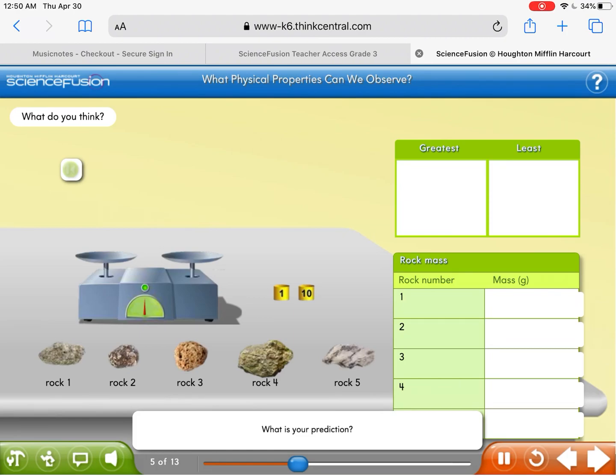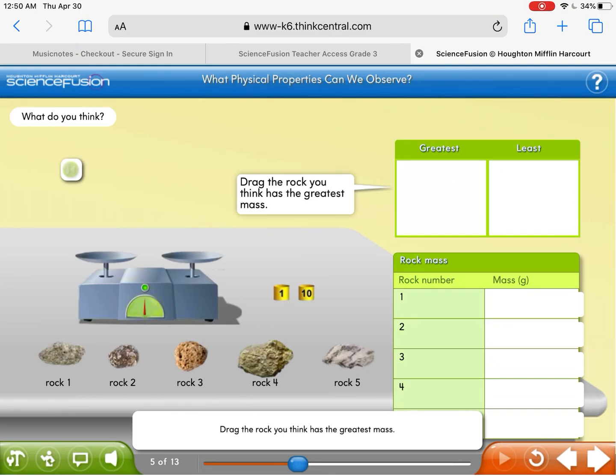What is your prediction? Which rock do you think has the greatest mass? Which rock do you think has the least mass? Drag the rock you think has the greatest mass.